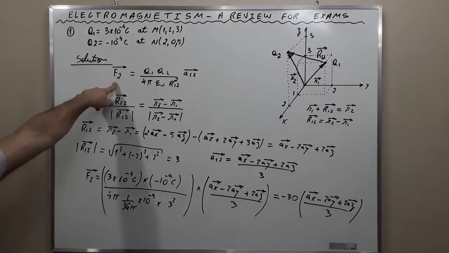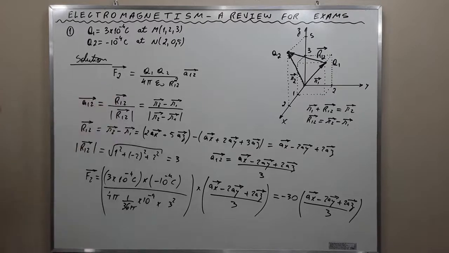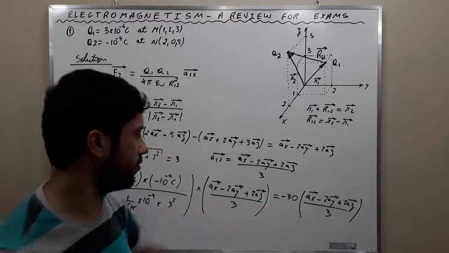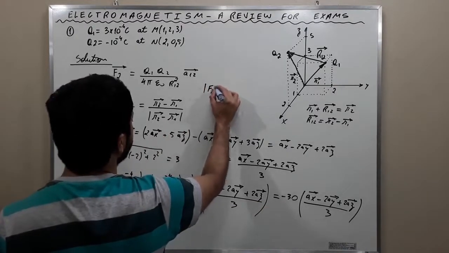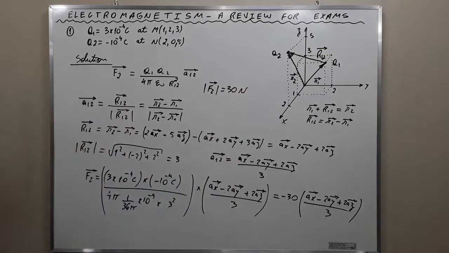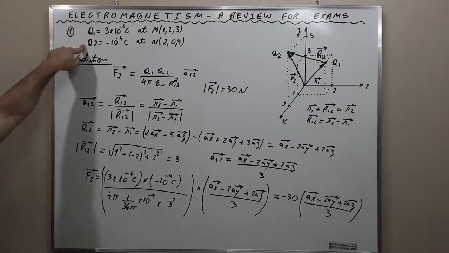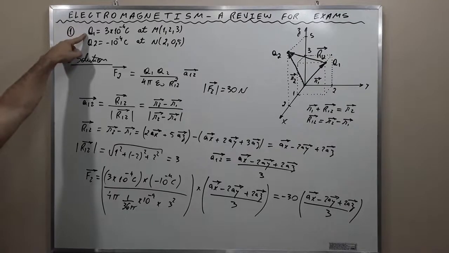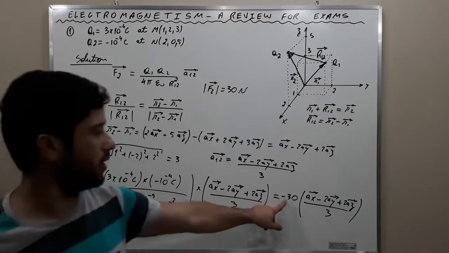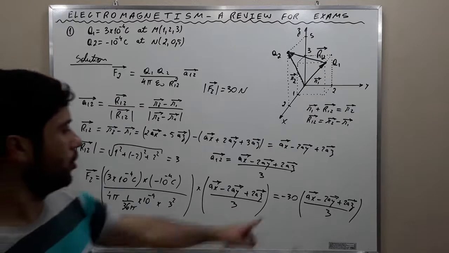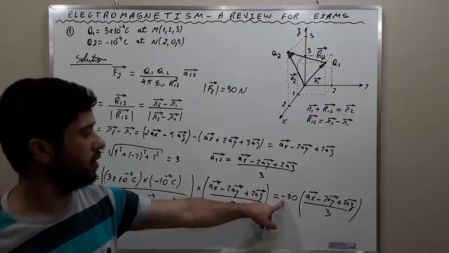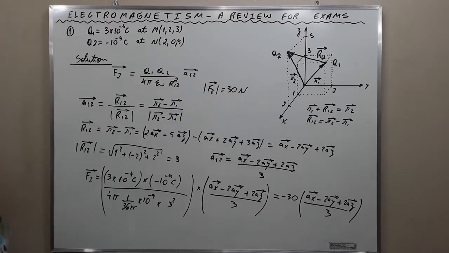Okay, so this is the force exerted by Q1 on Q2. The magnitude of the force is 30 newtons, and the direction is given by this vector here. You see that they are of different polarities. This is a positive charge, this is a negative charge, so this negative sign represents attraction. When calculating force, if you discover a negative sign, it represents attraction. Charges of different polarities attract each other. Okay? This is all for exercise 1.